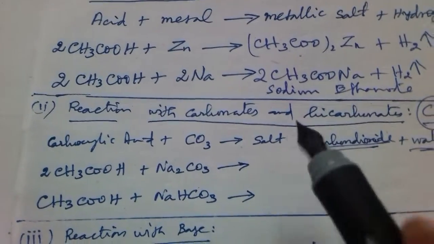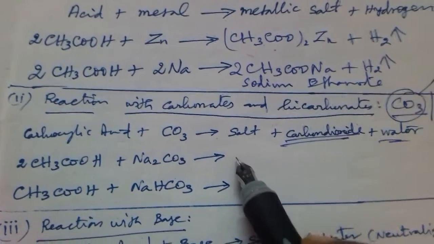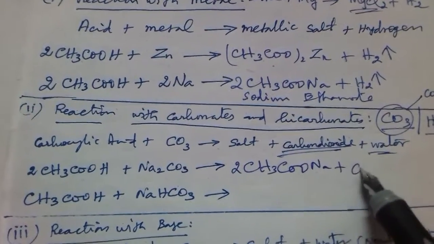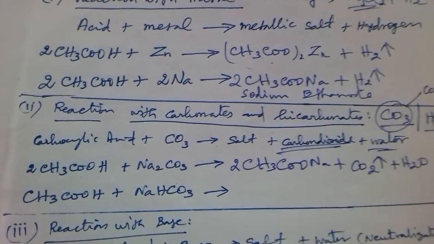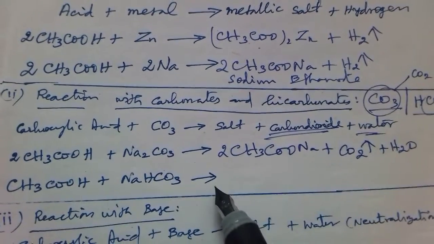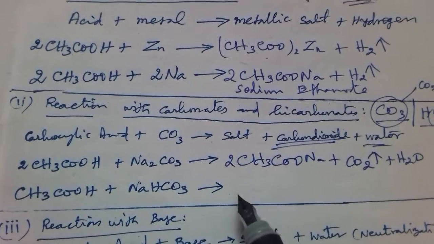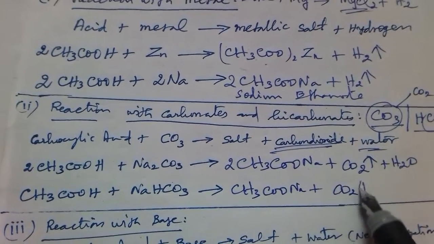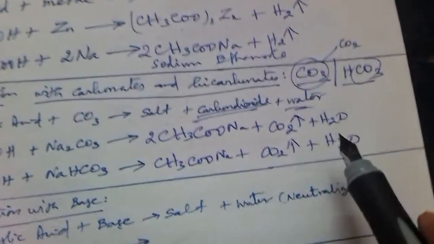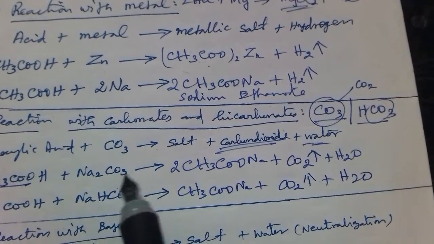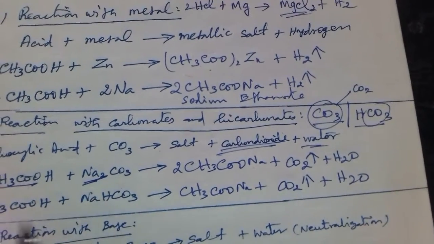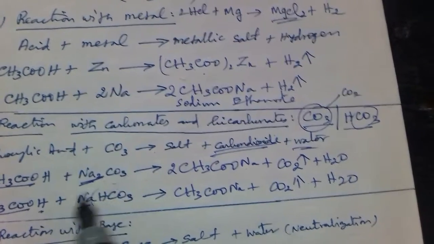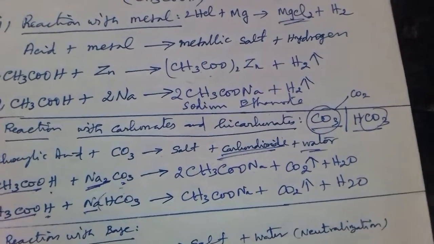Ethanoic acid reacts with sodium carbonate to give 2CH3COONa, sodium ethanoate, and carbon dioxide gas along with water. And sodium bicarbonate, similarly when it reacts with ethanoic acid, also gives sodium ethanoate, carbon dioxide gas and water. Sodium ethanoate is formed, along with water and carbon dioxide.